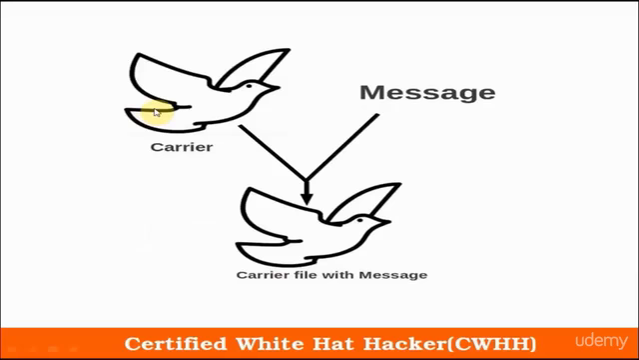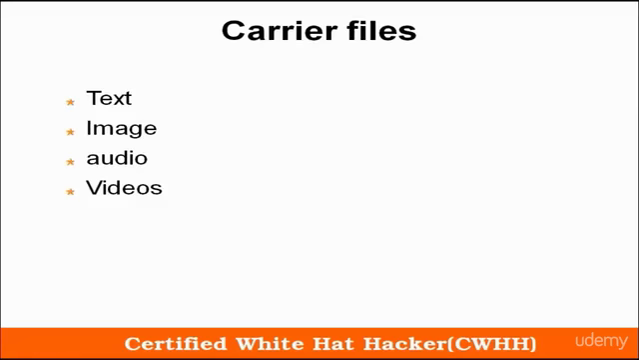So this is what steganography looks like. You have your carrier file and you have your carrier file with the message, and you can't see any visible difference in the files. So what can be used as a carrier file? A text file can be used as a carrier file, an image file, an audio file, or also a video file. Any sort of file can be used as a carrier file.